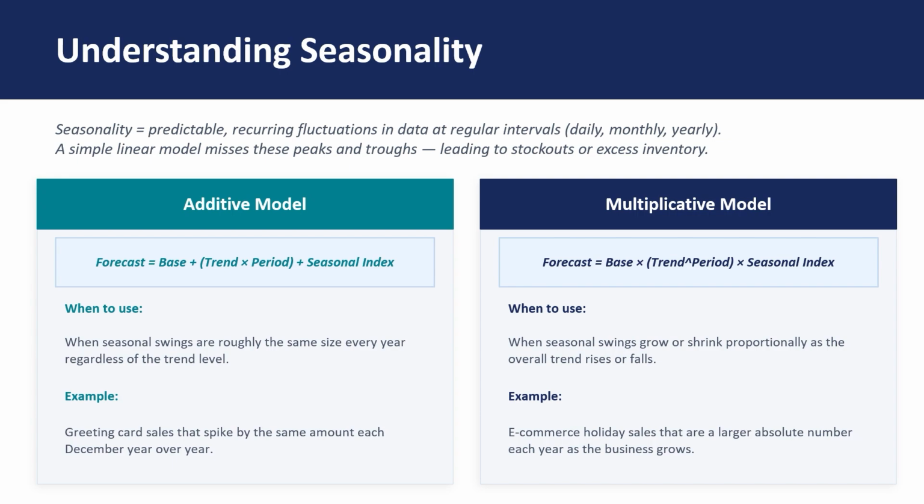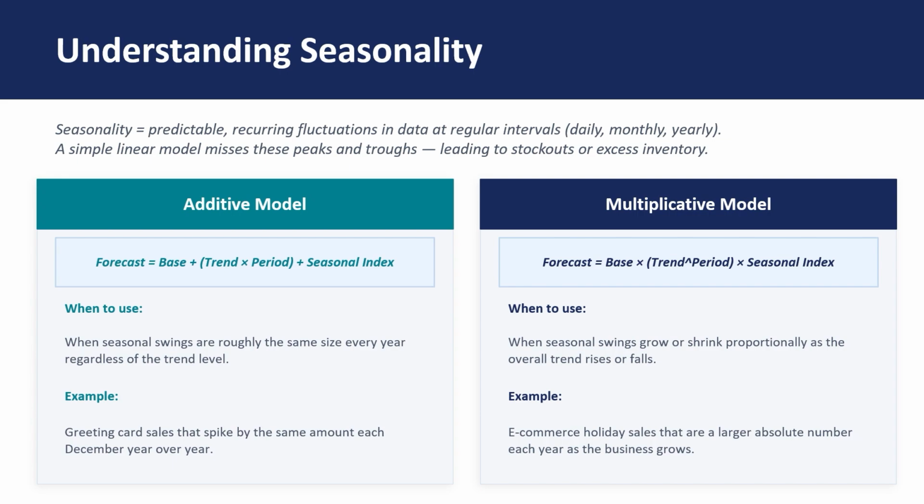In the additive model, we take our linear forecast and add a seasonal index, a fixed amount that adjusts the prediction up or down based on where we are in the cycle. This works when the seasonal swing stays about the same every year. Our Hallmark cards example is a good illustration. The December spike is predictable and consistent.